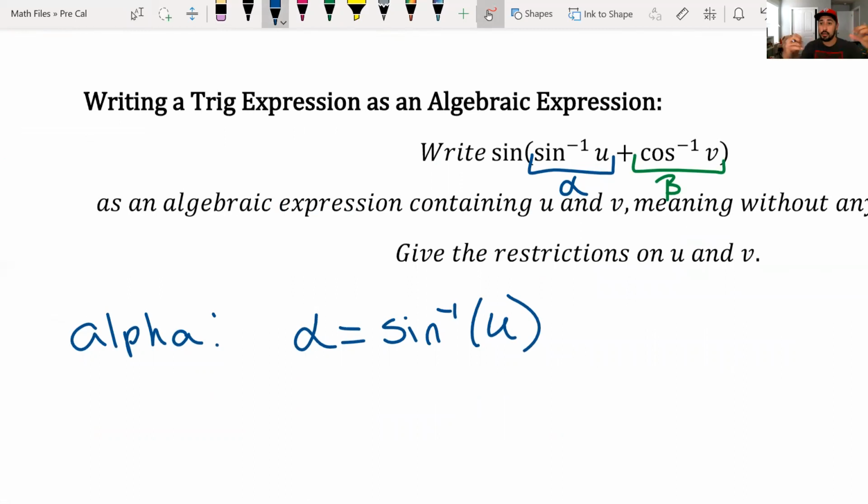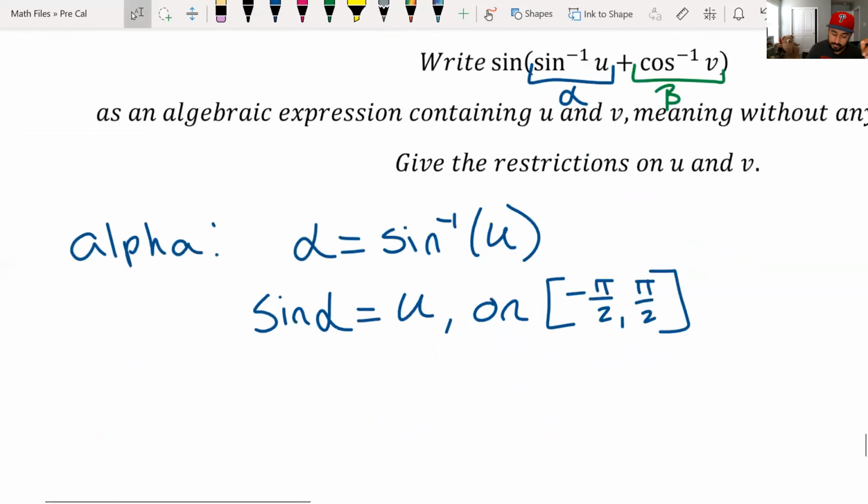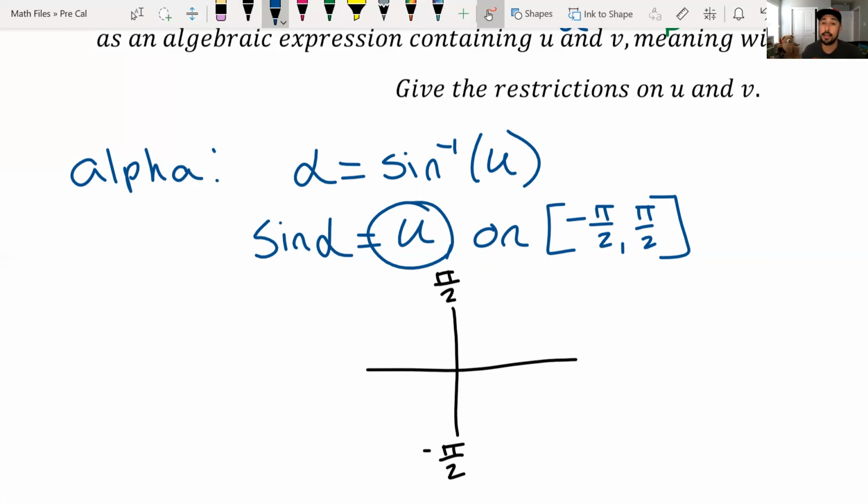Just like the other ones, compose both sides with the sine function, and we get sine alpha equals U. But this can only happen on the inverse sine's restrictions of negative pi over 2 to pi over 2. Which means now make your unit circle. There's negative pi over 2. There's pi over 2. And we will assume that this U is positive, which places it in quadrant 1.